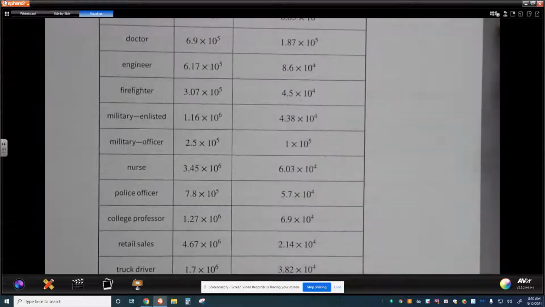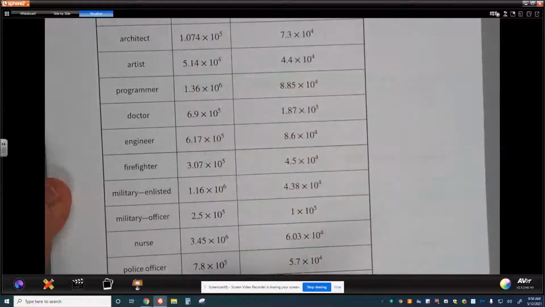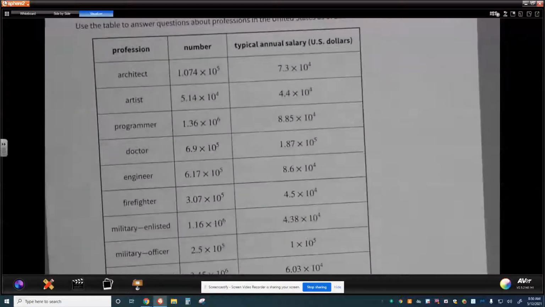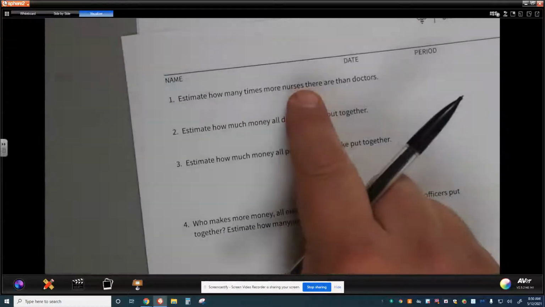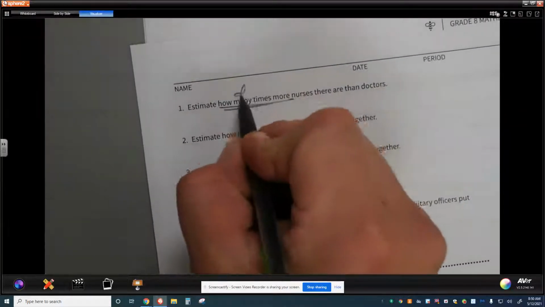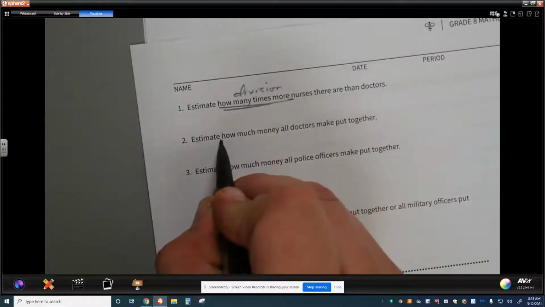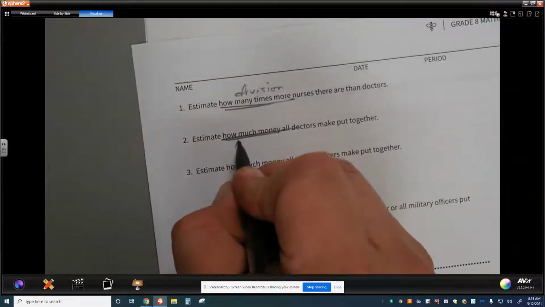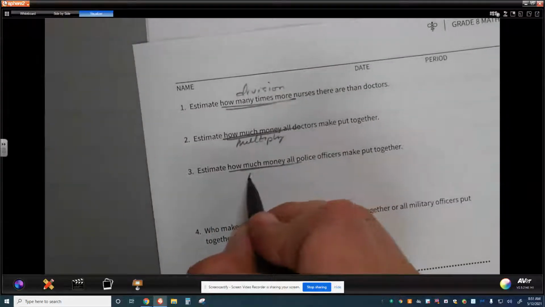This is, again, the same following information. These are all different professions with the number of those jobs and their estimated annual salary, or a typical annual salary that goes with it. You would answer your questions about the professions and express each answer in scientific notation. Talking about how many times more nurses there are than doctors. Again, how many times more, division. How much money do all doctors make? This one would be a multiplication. And how much money do all police officers make? Again, it's a multiply.